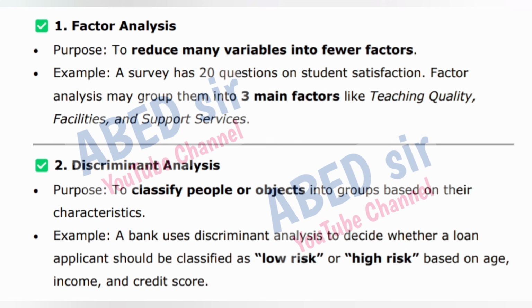2. Discriminant analysis. Purpose: to classify people or objects into groups based on their characteristics. Example: a bank uses discriminant analysis to decide whether a loan applicant should be classified as low risk or high risk based on age, income, and credit score.